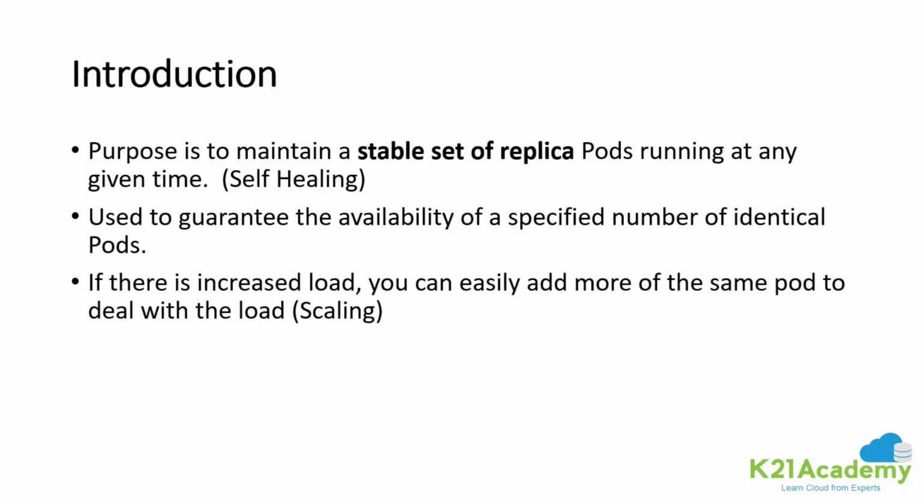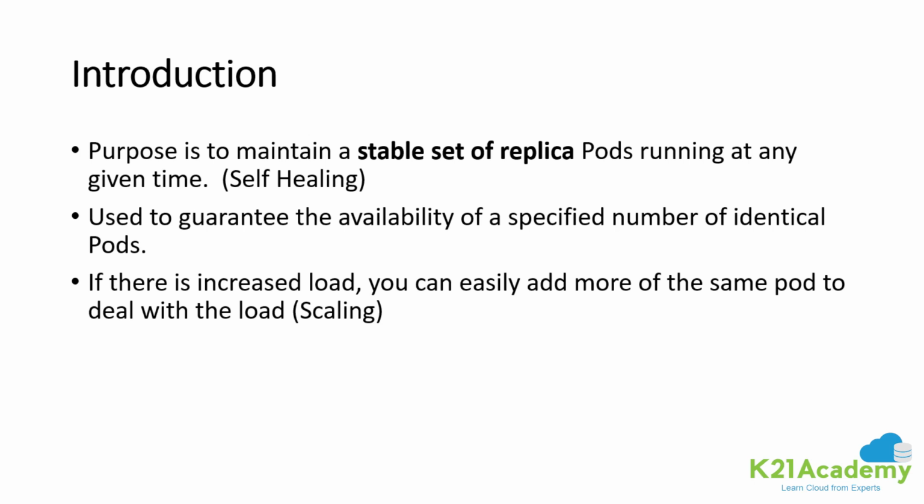What replica sets guarantee or tell you is the availability of a specified number of identical pods, for self-healing and load distribution, and to avoid a high availability and single point of failure scenario. If you have one application pod and that pod fails, then the application user who's accessing it is going to go nowhere. So what we want is multiple identical copies, replicas, running on our cluster. Meaning create multiple of them. If one fails, the others are there to serve the end user and take over the load.